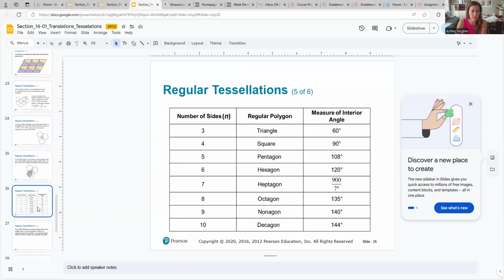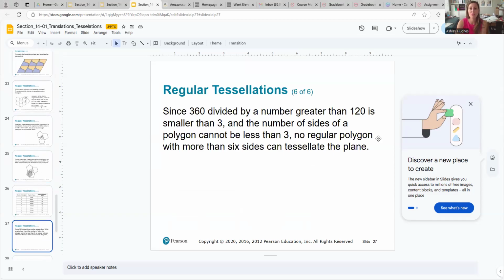So that's that. And then this is showing you the measure of the interior angle, which each of these is figured out by the formula I just told you. So that's where they're getting these from. That's the measure of an interior angle. Since 360 divided by a number greater than 120 is smaller than 3, and the number of sides of a polygon cannot be less than 3, no regular polygon with more than 6 sides can tessellate.